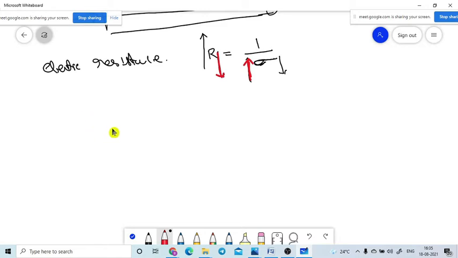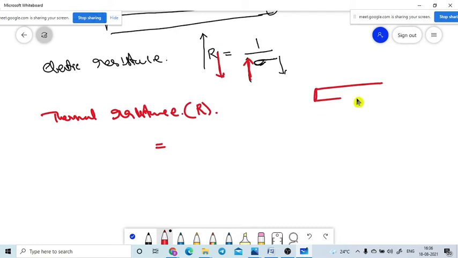Thermal resistance can also be defined. Here also I am labeling it with R, without any confusion. It is just a reciprocal of the thermal conducting material. But how can we define it as a particular numerical value? In the previous case, what is the electric resistance formula? If the material has length L, and A is the area of cross section of the material.